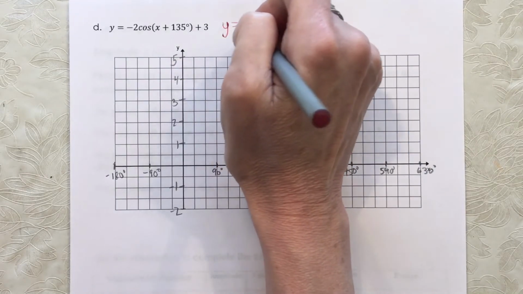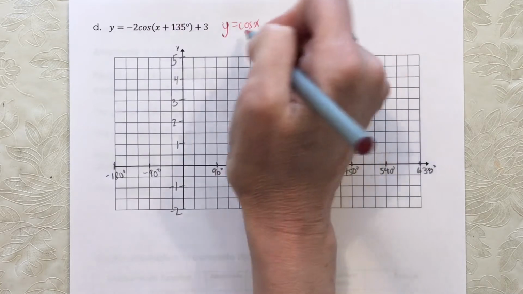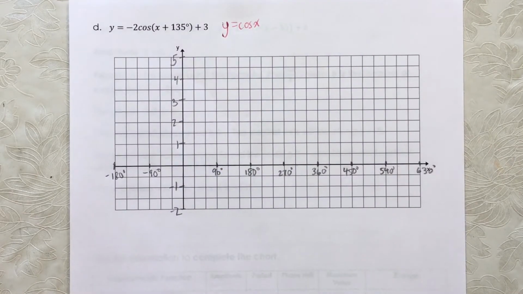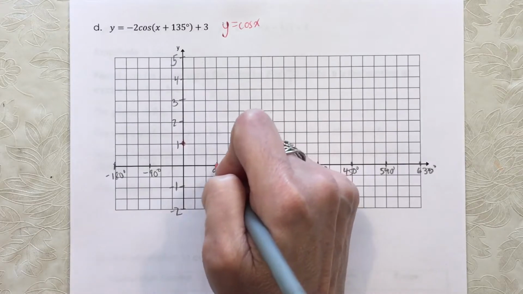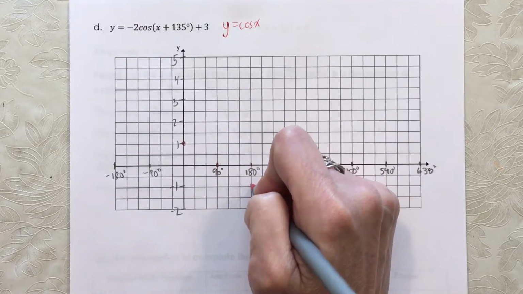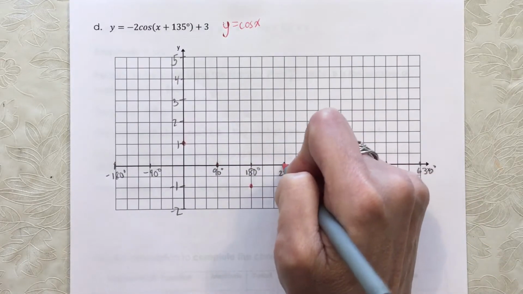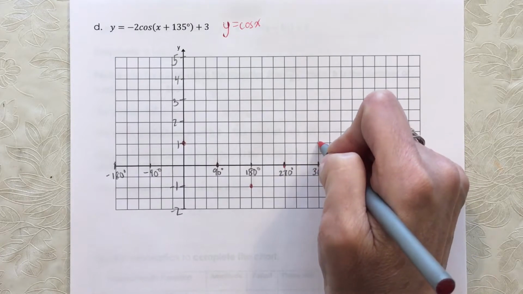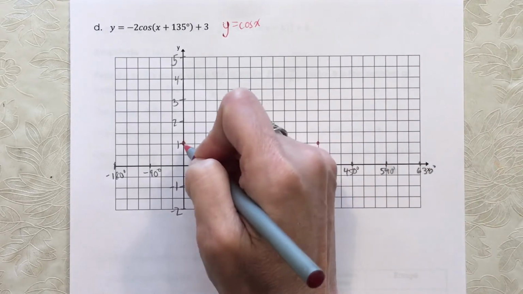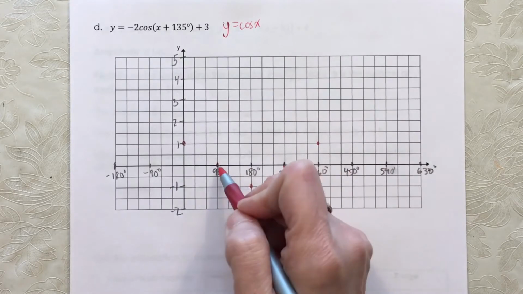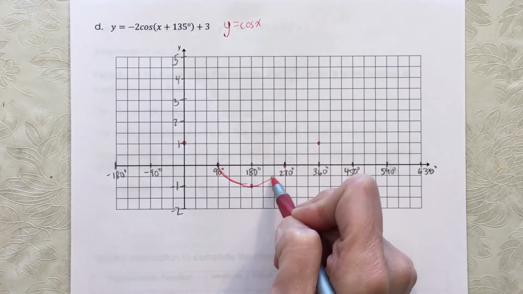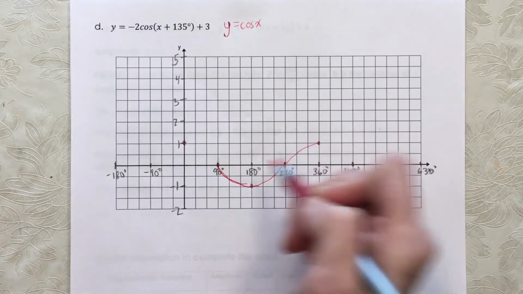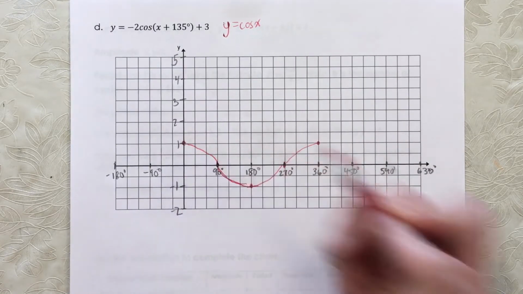In this case, our parent is y equals cos x. And the 5 important points for that are 0 and 1, 90 and 0, 180 and -1, 270 and 0, 360 and 1. And then we've got our smile here, going into a frown, going into a frown.